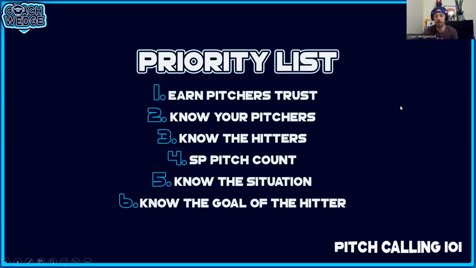Okay. So what we're going to talk about first, and this is something that I know that I talk about a lot, is a priority list, right? A priority list is things that we need to think about first and in order so that it can help us figure out how we want to go about learning how to call pitches, right? Because that's what this is all about, is learning how to call pitches.